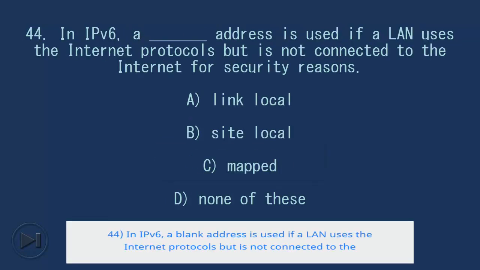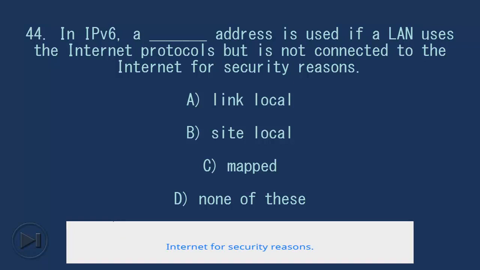44. In IPv6, a blank address is used if a LAN uses the Internet protocols but is not connected to the Internet for security reasons. A, link local. B, site local. C, mapped. D, none of these. Answer, A, link local.